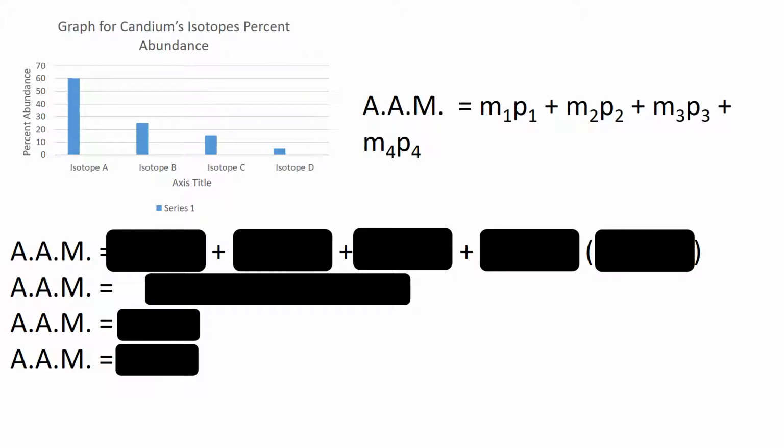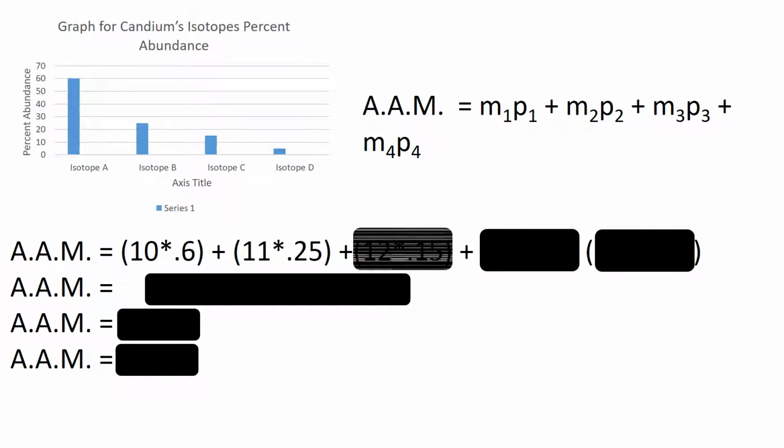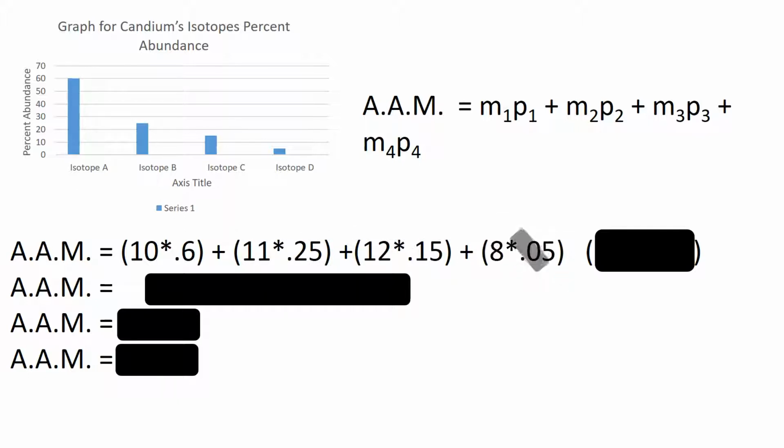So the first isotope's abundance was 60%. Its mass was 6, so it's 0.6 times 6, then 0.25 times 11, 0.15 times 12, and 0.05 times 8.